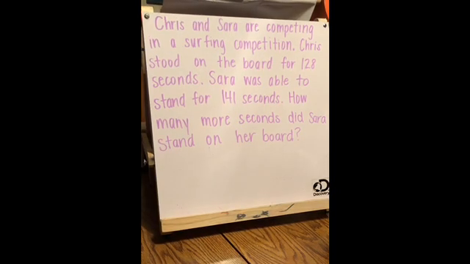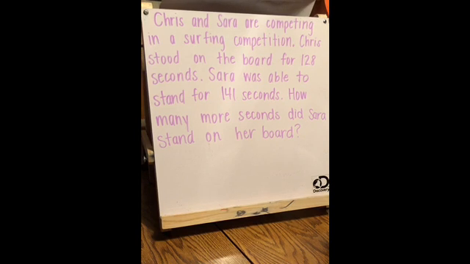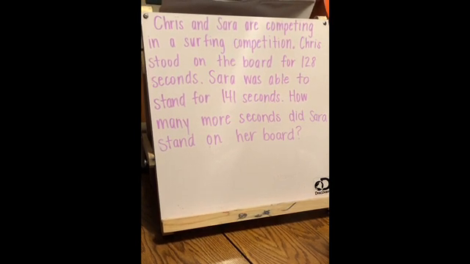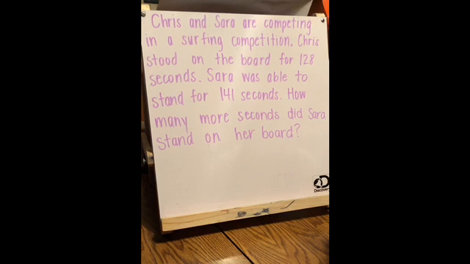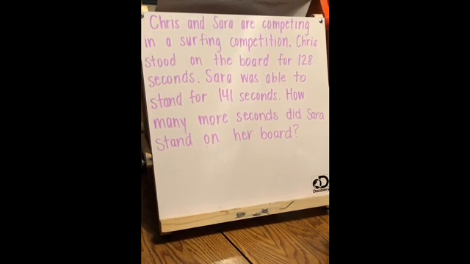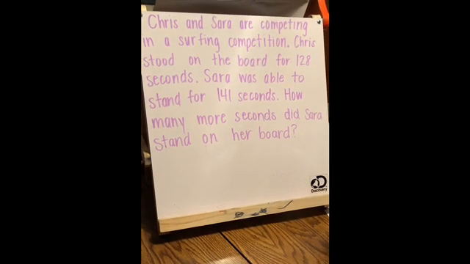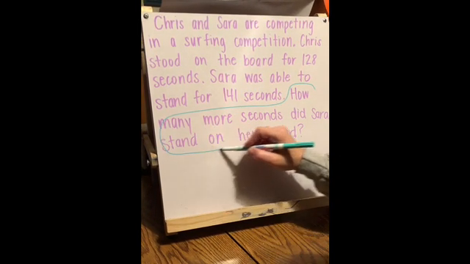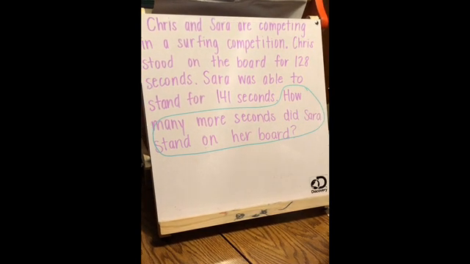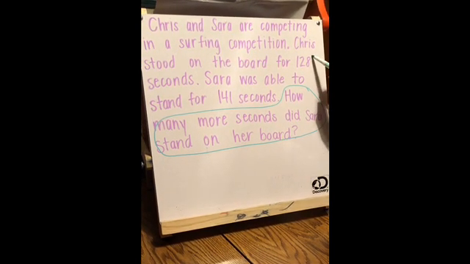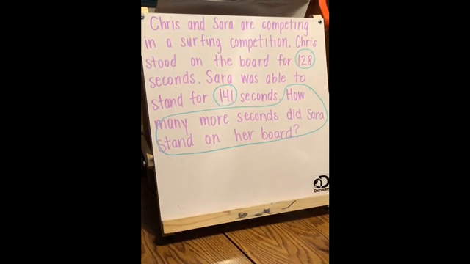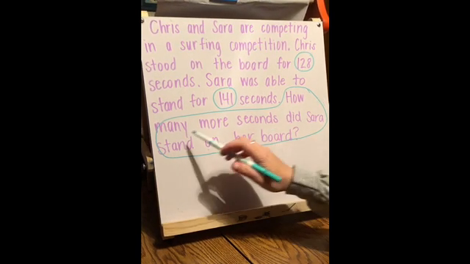Let's take a look. It says, Chris and Sarah are competing in a surfing competition. Chris stood on the board for 128 seconds. Sarah was able to stand for 141 seconds. How many more seconds did Sarah stand on her board? So we're going to use CUBES. We're going to find that question. How many more seconds did Sarah stand on her board? We're going to find our essential numbers, 128, 141, and we're going to find our label, how many more.